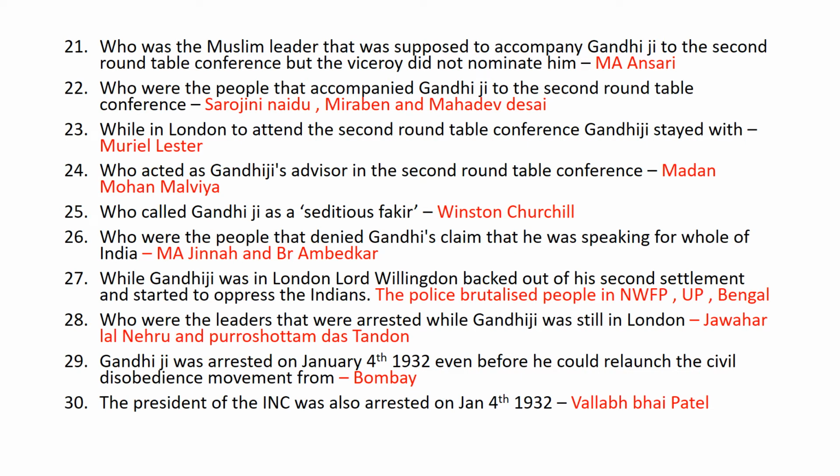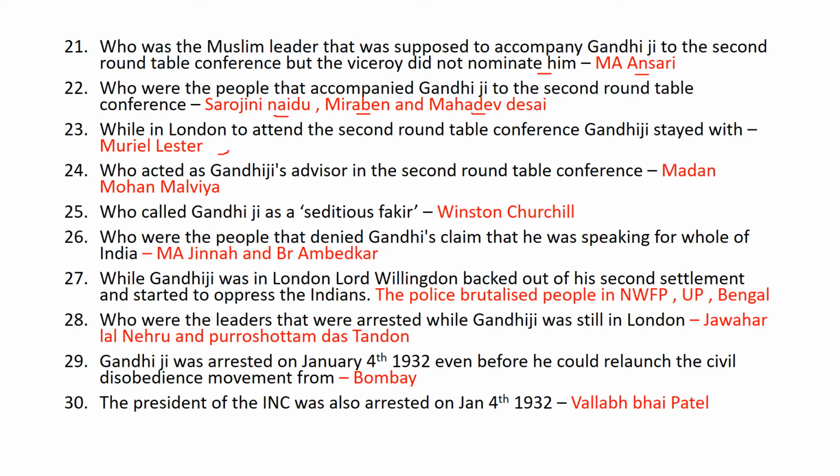Who was the Muslim leader that was supposed to accompany Gandhiji to the second roundtable conference, but the Viceroy did not nominate him? It was M.A. Ansari. Who were the people that accompanied Gandhiji to the second roundtable conference? Sarojini Naidu, Miraben and Mahadev Desai. While in London to attend the second roundtable conference, Gandhiji stayed with Muriel Lester.